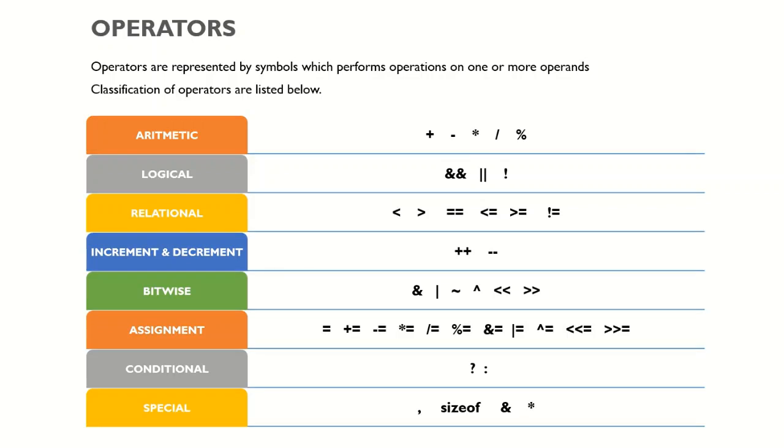Operators in C. The operators are represented by symbols which perform operations on one or more operands. The classification is given: arithmetic operators, logical operators, relational operators, increment and decrement operators, bitwise operators, assignment operators, conditional operators, and special operators. We will see each of the operators in detail.